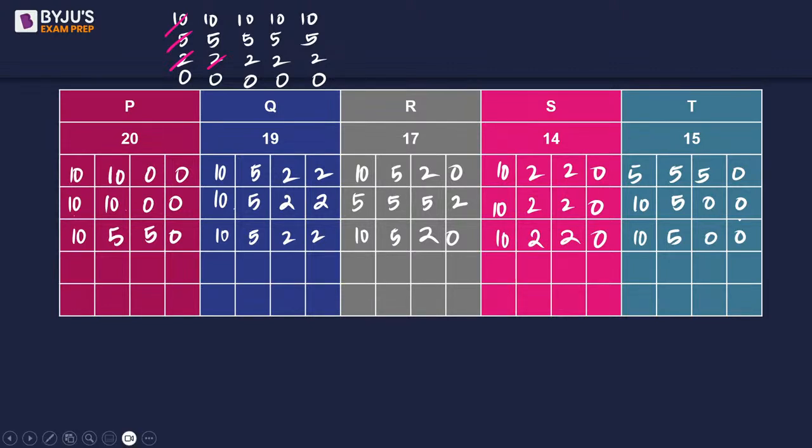Okay, so let's count the number of tens. 10 is there in each of them. 5 हमारे पास P के दो हैं, Q में एक है, R में एक है, that is 1 2 3 4 and 1 5 is from T. The number of twos we have is 1 2 3 4 5. So QRS में ही 2 complete हो जाता है.